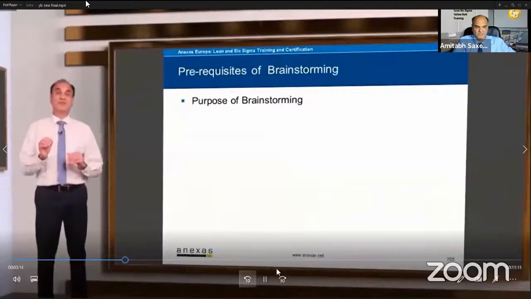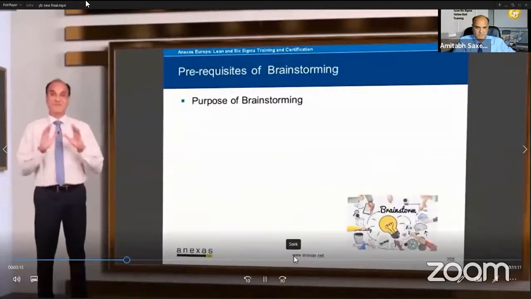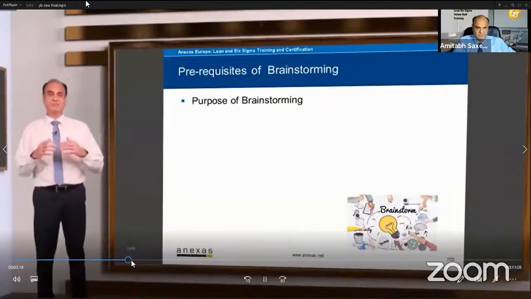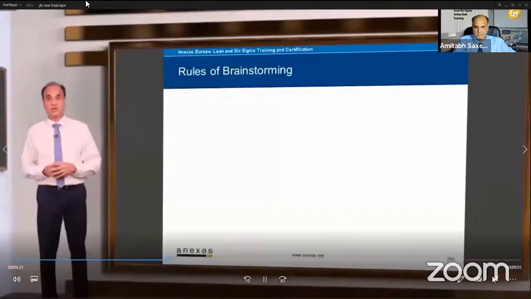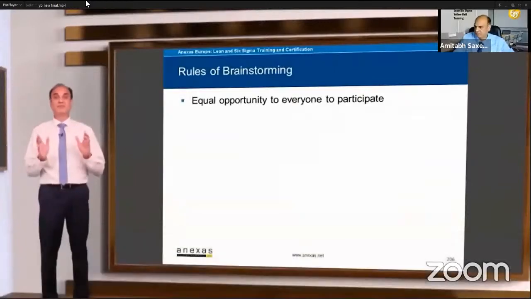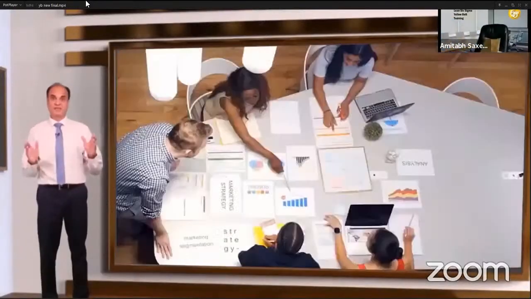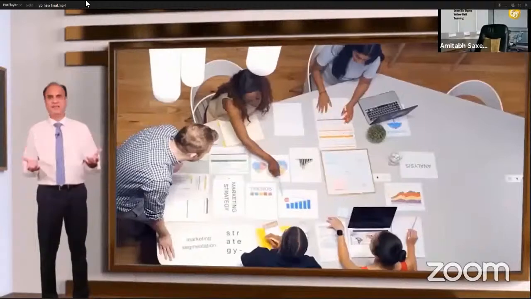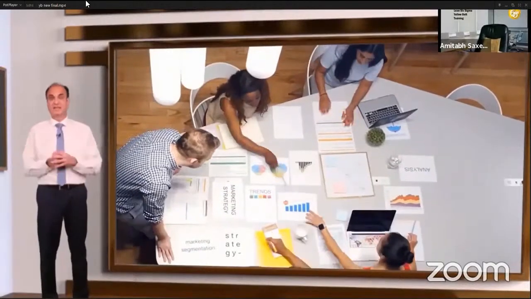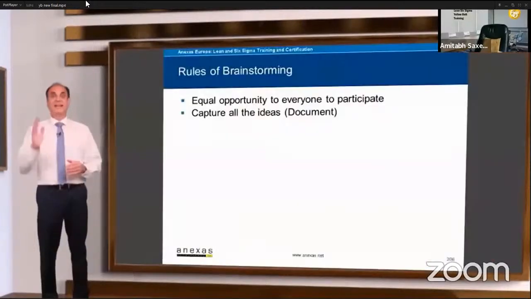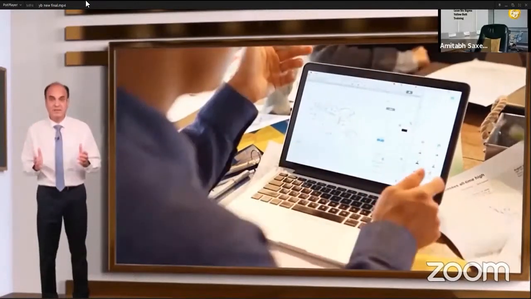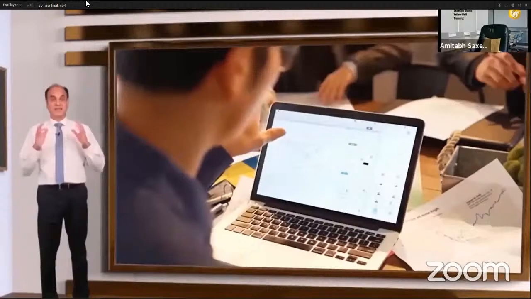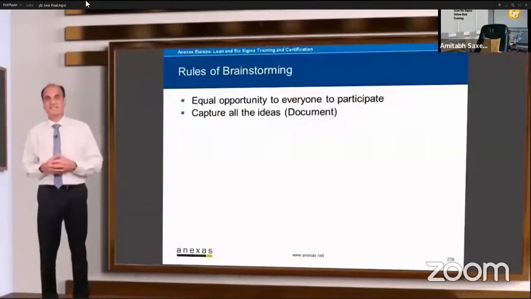First, the purpose of brainstorming should be clear to everyone who is participating in the brainstorming. So it's better to follow the rules in brainstorming. The rules of brainstorming are: give equal opportunity to everyone who is participating. So tell them to participate, and you can use different techniques, as I told you, we will be learning in the improve phase. Capture all the ideas, so document all the ideas, whatever is being discussed, whatever ideas the participants give. Someone should be there to document, or a scribe you can appoint to document all the ideas.